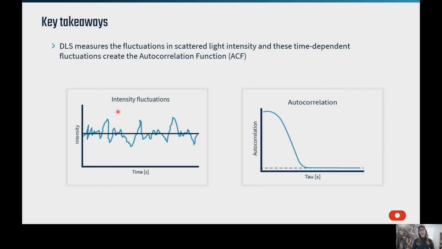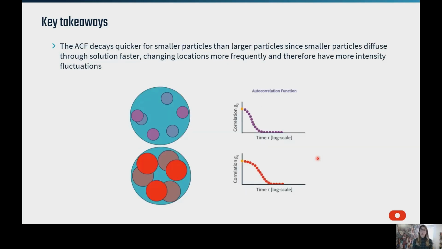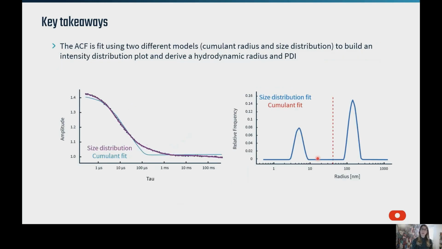So with that, I have some key takeaways from the talk today. DLS measures the fluctuations of the scattered light intensity, and these time-dependent fluctuations create the autocorrelation function, or ACF. The autocorrelation function decays quicker for smaller particles than for larger particles, since smaller particles are going to diffuse through solution faster, changing their locations more frequently and therefore having more intensity fluctuations.